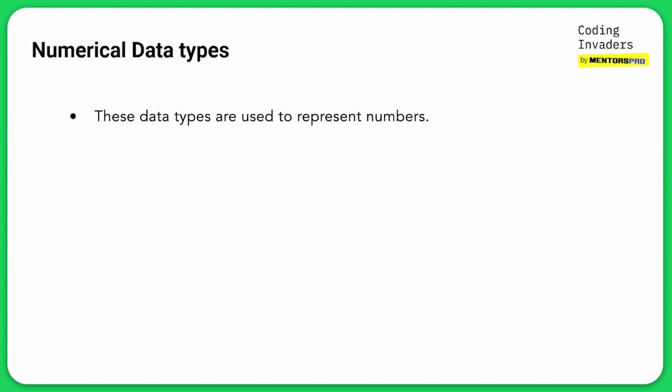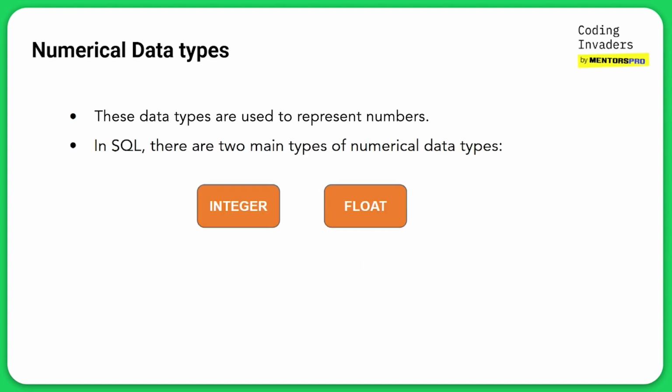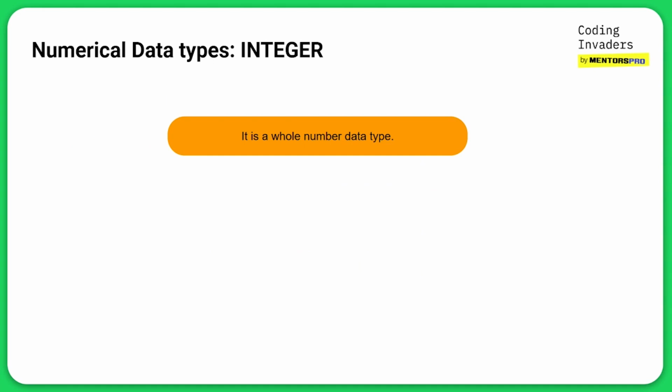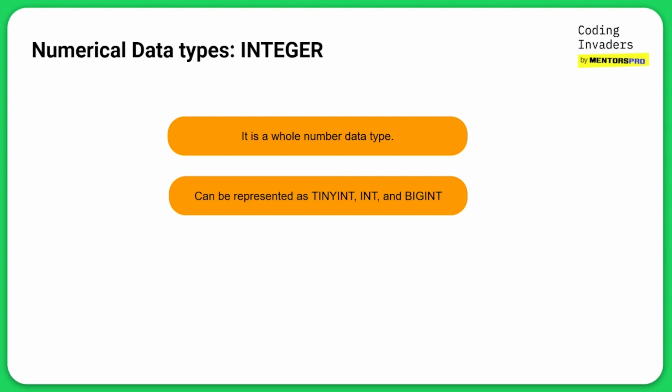Numerical data types. In computer programming, numerical data types are data types which are used to represent numbers. In SQL, there are several numerical data types available, but the two main types are integer and float. Integer is a whole number data type that can store positive or negative values. Depending on the SQL implementation, integer can be represented with different widths, such as tiny int and big int.